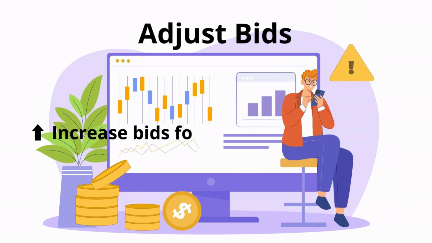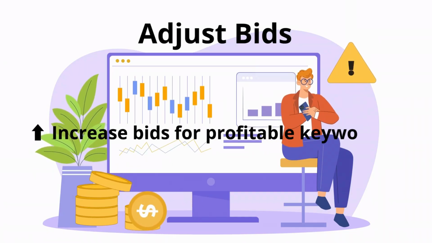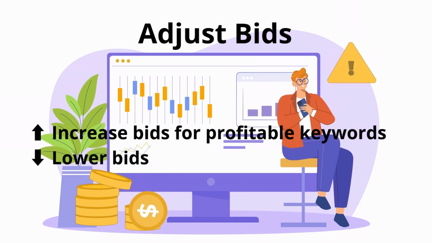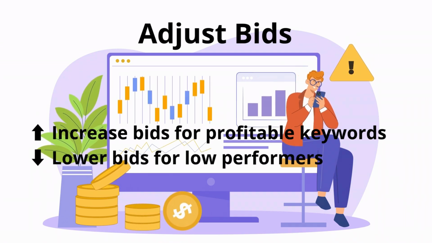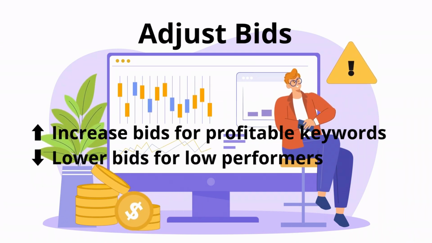Adjust bids. Increase bids for profitable keywords. Lower bids for low performers. Raise bids on keywords that convert well and lower bids on those that don't bring sales.